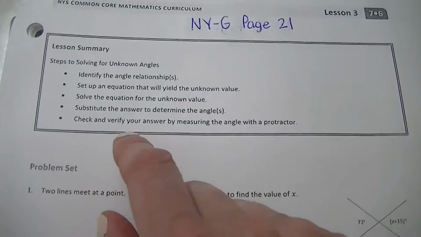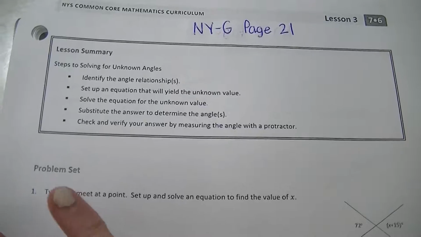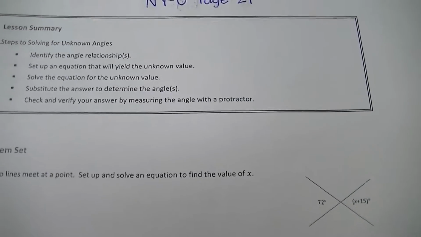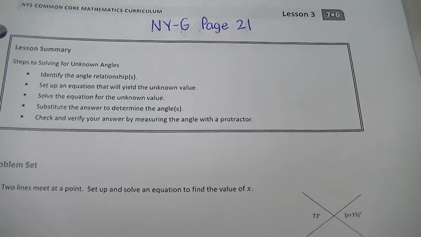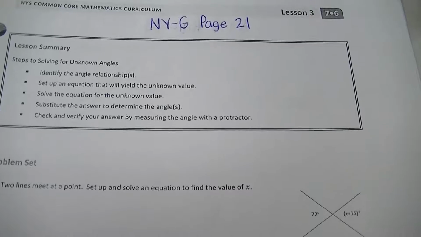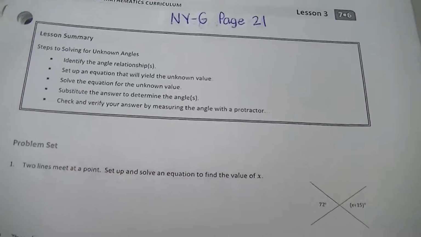And the last little step says check and verify your answer by measuring the angle with the protractor. Unfortunately, since these are photocopies, if you do measure this with a protractor, it might be slightly off just because of how the copy machine might alter the picture just a tiny bit. So that last little step you don't have to do, okay?